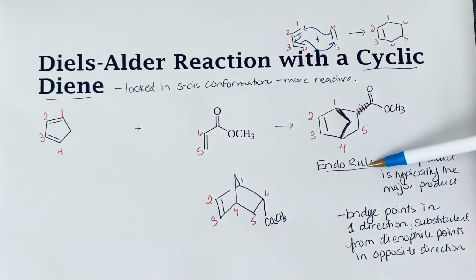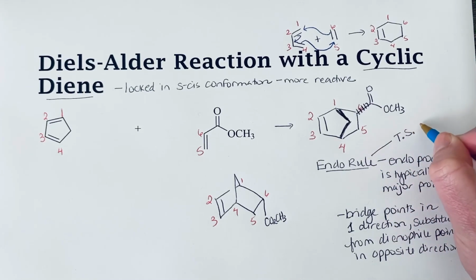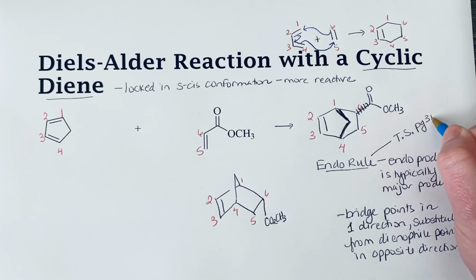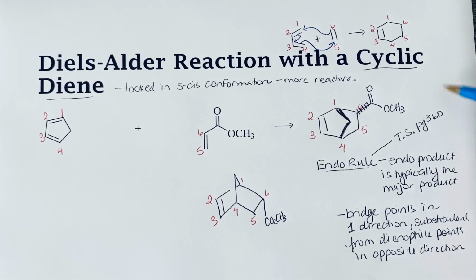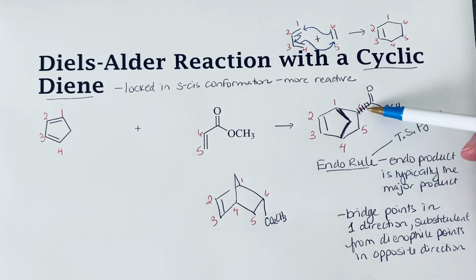Now, the reason behind the endo rule has to do with the stabilization of the transition state that leads to this. If you want to see that transition state, it is in your textbook on page 360, if that would help you visualize this. But what you really need to know is simply that this will be the major product.